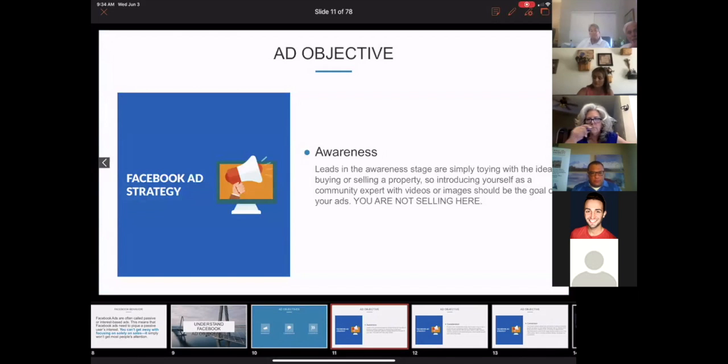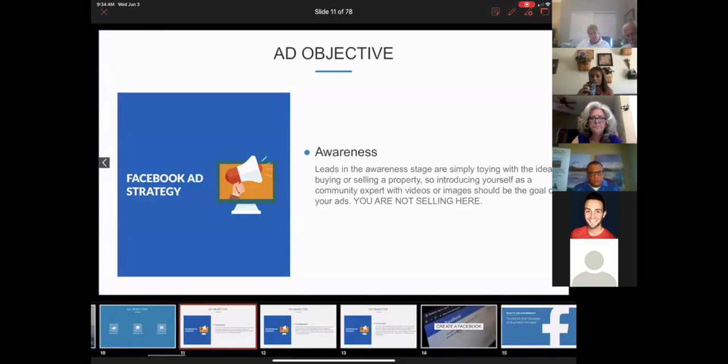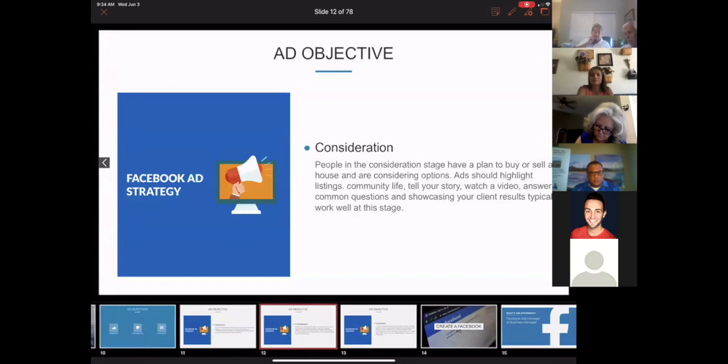So like we talked about, you're not necessarily selling here for the awareness. You're just wanting to create awareness. And I know that that sounds kind of weird because there's no call to action necessarily right there, but it really does create a good option for all of us to be able to start obtaining people's interest. And once we have their interest, then we can start getting their consideration.